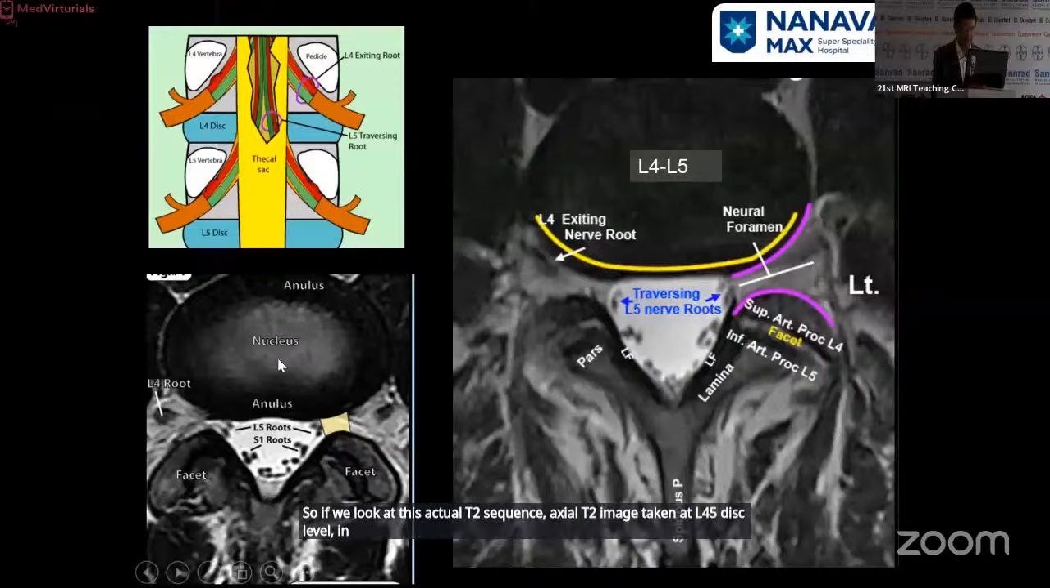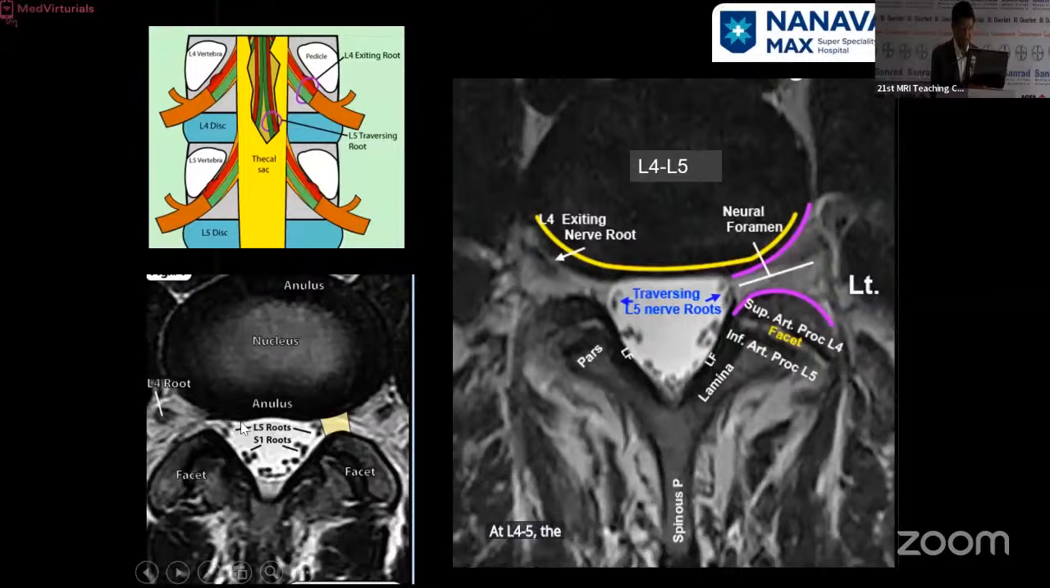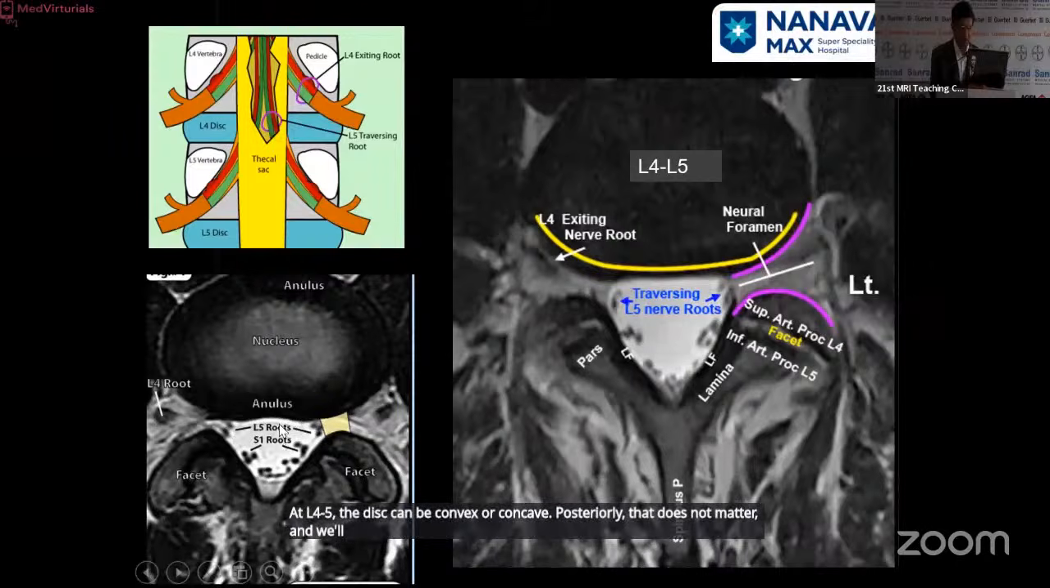If we look at this axial T2 image taken at L4-5 disc level, in the center you have nucleus pulposus, which contains about 95% water and 5% fibrous tissue. Then you have annulus, which is dark because it predominantly contains fibrous tissue. At L4-5, the disc can be convex or concave posteriorly, that does not matter. And we'll understand that concept a little later.